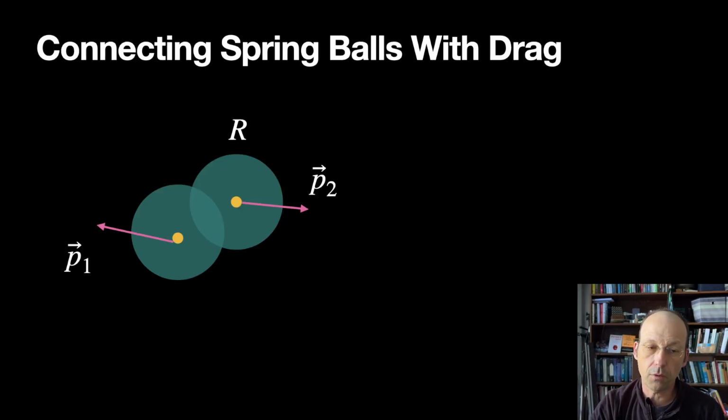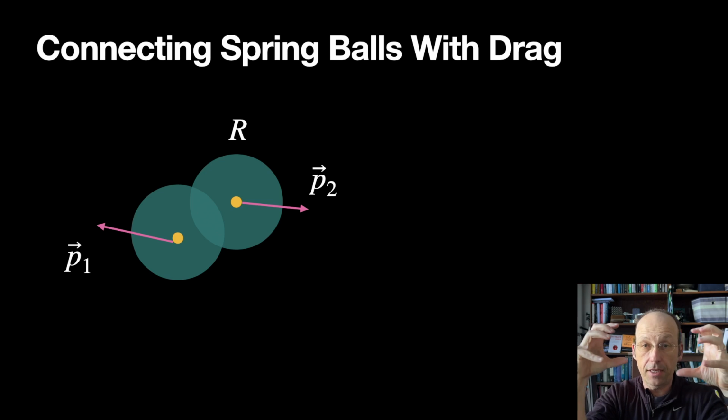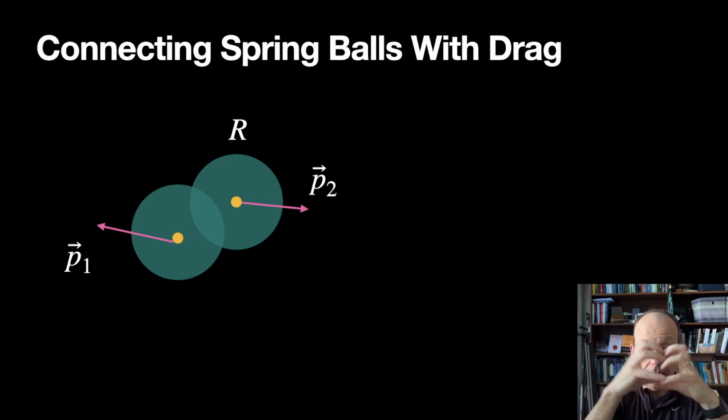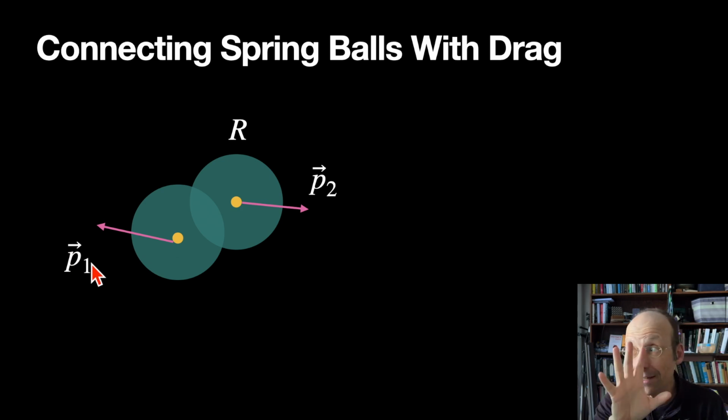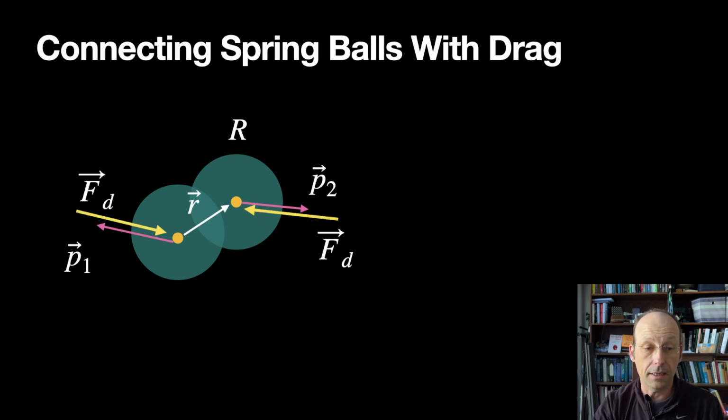Okay, so let's add a drag force to our ball. So let's let them collide. We have gravity, we have the spring force connecting them, and then I'm going to have a drag force. So imagine this ball is moving. They're connected, but this ball is moving that way with momentum. That one's moving that way with momentum. And then I have these two drag forces that are in the opposite direction of their momentums.